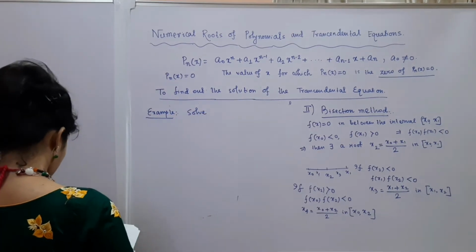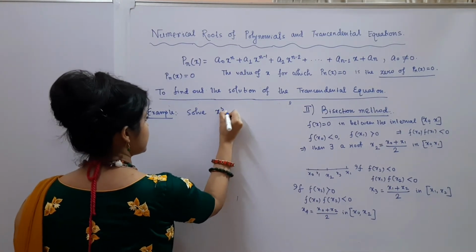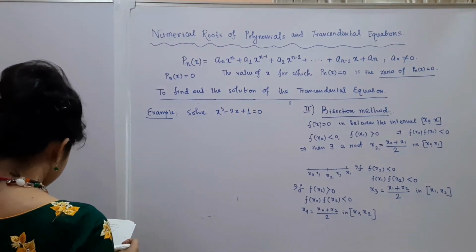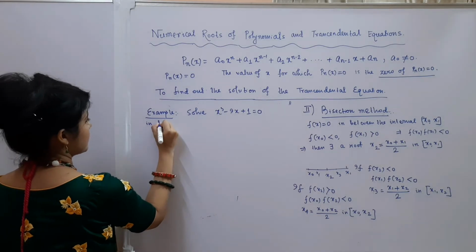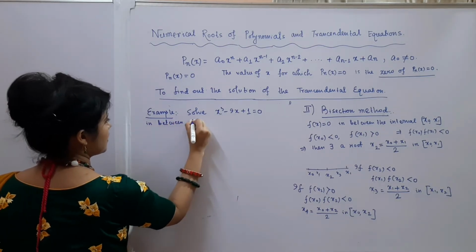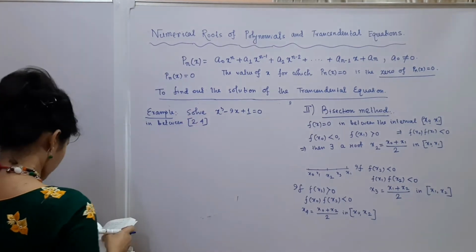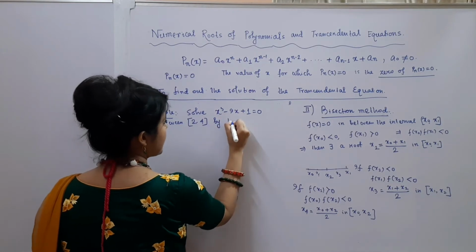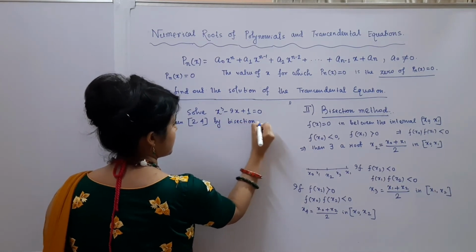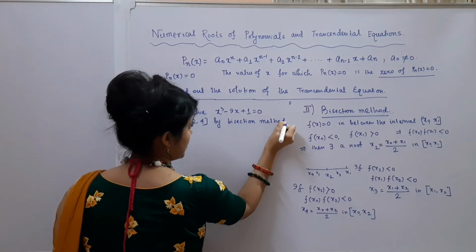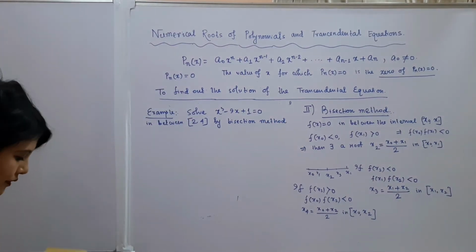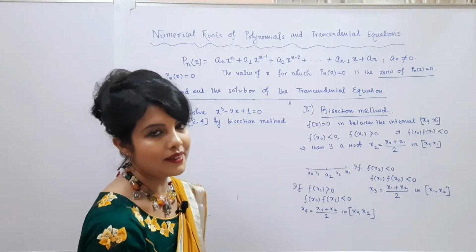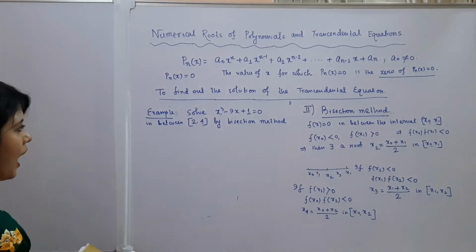Solve x cube minus 9x plus 1 equals to 0 in between 2, 4. So the interval is 2, 4, by bisection method. So you have to solve this equation in between 2, 4 by bisection method. So how do you proceed?